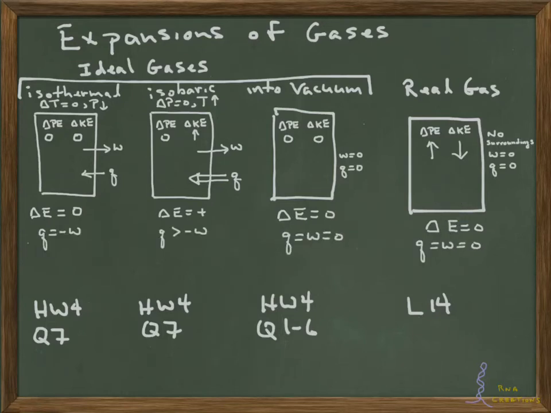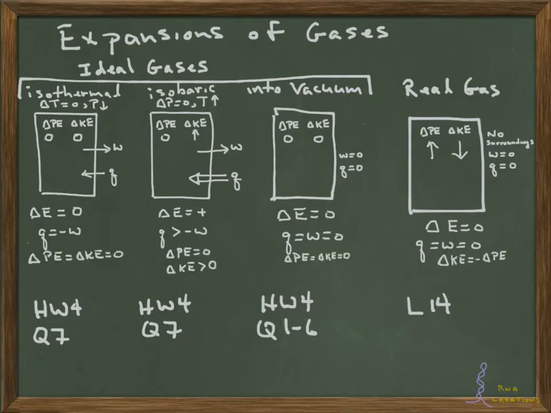We can then look at the Q and W pieces. In the isothermal case, Q must equal minus W because delta E is 0. In the isobaric case, Q must be bigger in magnitude than minus W so that KE can increase. In the case of the vacuum, Q and W are both 0. W is 0 because there's nothing to expand against. Q is 0 because delta E is 0 and W is 0. In the case of the expansion of the real gas, if this is expanding into a vacuum, there's no surroundings. So much like in the third example, W is 0, there's nothing to expand against, and Q is 0 because there's nothing to exchange heat with.